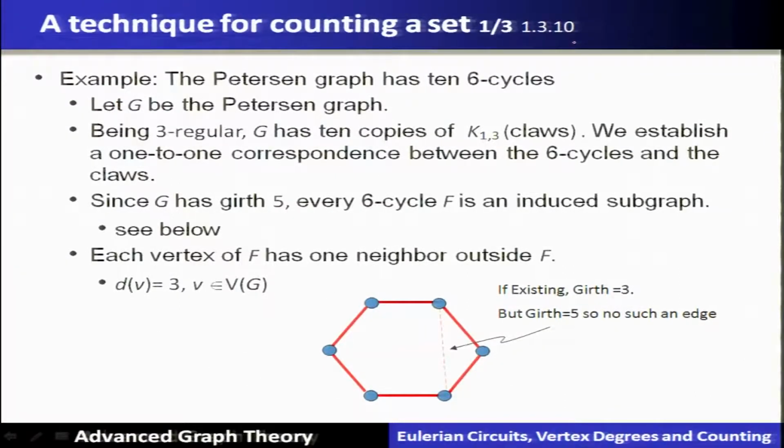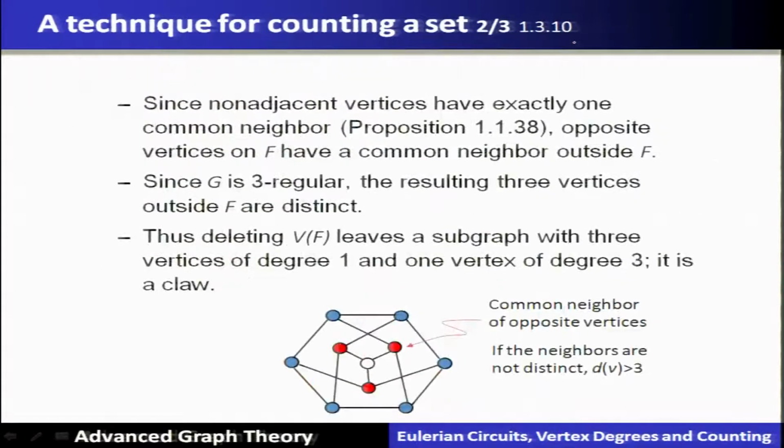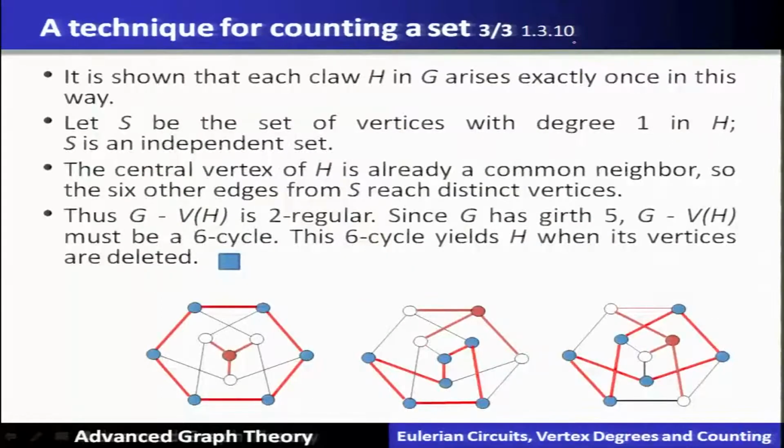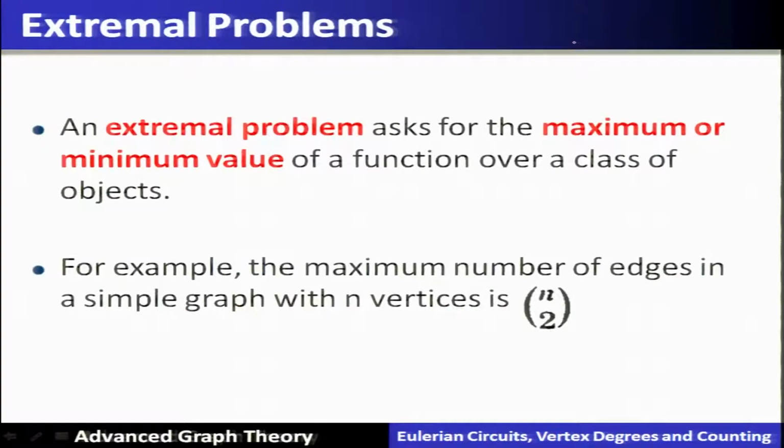Now, there are techniques which will be applied for counting. So, this is the example in which, for the Petersen graph, we can say that it has 10 6-cycles, and we can definitely see this. There are different ways we can draw the Petersen graph, and we can find out using claw counting that it has these many properties. Now, let us see some more extremal problems. Extremal problems ask for the maximum or minimum value of a function over a class of objects. For example, the maximum number of edges in a simple graph with n vertices is n choose 2.